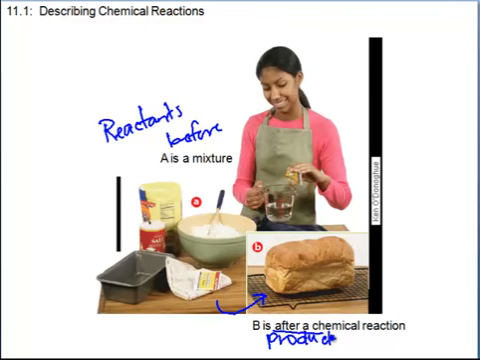Now notice that the materials going into it look different than what came out because you've changed it chemically. The salt is still there, the flour is still there, the yeast is still there, everything's still there. It's just in a different form. Okay? So you have things going in, but when they come out they look a little bit different.